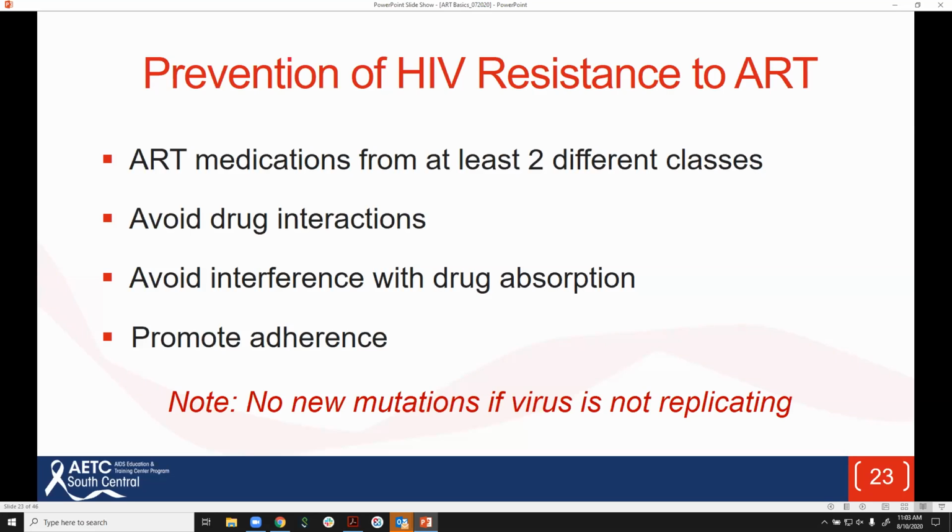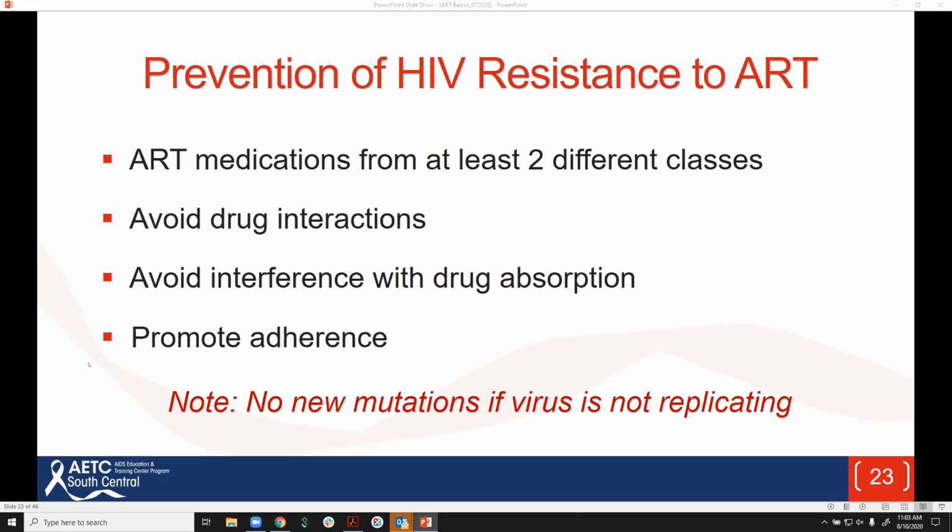So use antiretroviral therapy from at least 2 different classes of medications. Again, it's a probability game, so you want to make sure that you increase the chances by using at least 2 different classes. We want to avoid drug interactions, which again, you don't have to memorize them all, but we want to look them up, including over-the-counters. Avoid interference with drug absorption and promote adherence. And that's really, really key.